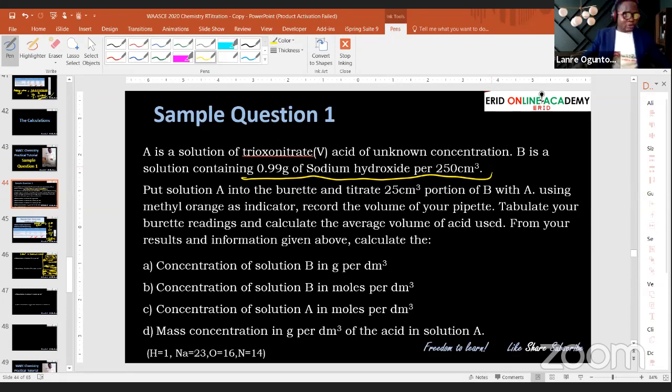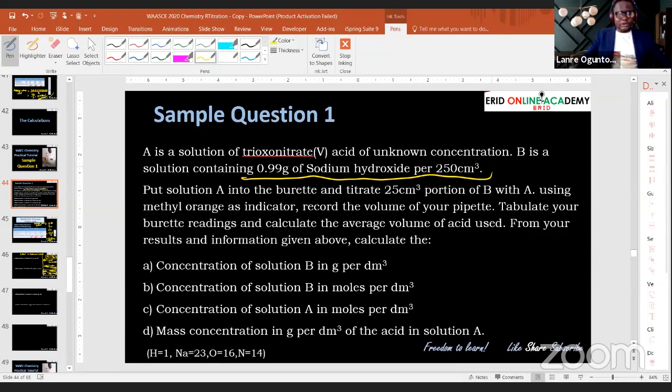Okay, I need to begin to think there. What do you think that clue will give us? That's a clue that we need for this particular work. That's a clue. 0.99 grams in what?